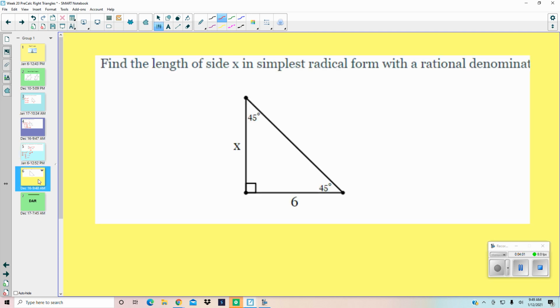Let's do another one. Here I have a 45, 45, 90. Find the length of side x in simplest radical form with a rational denominator. Now we know that the hypotenuse, if we use the 45, 45, 90, is √2 times x. So it'd be √2 times 6.